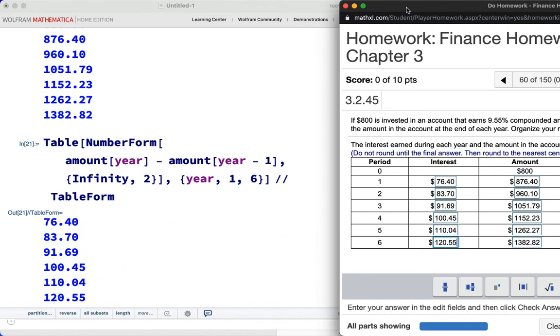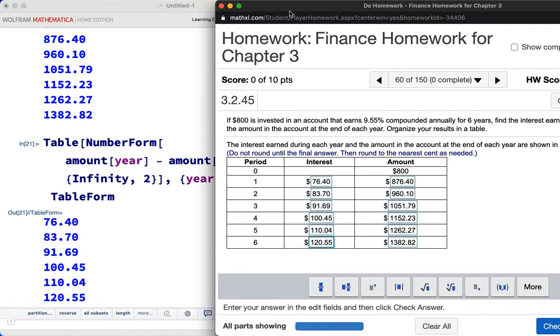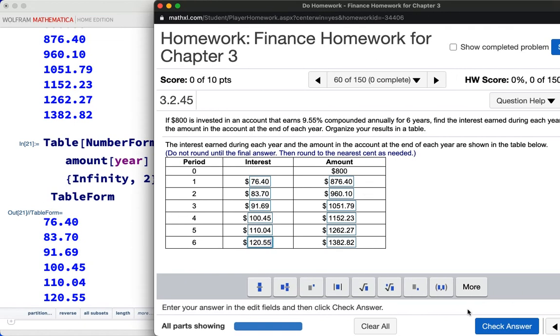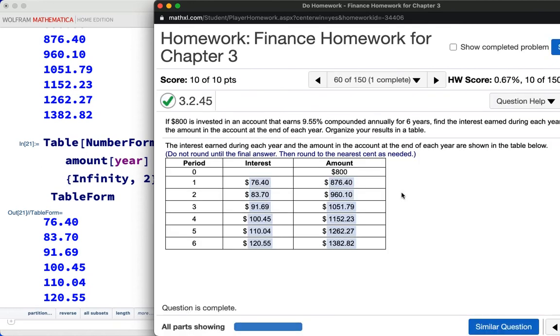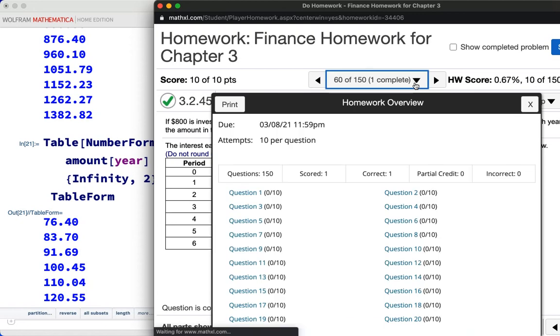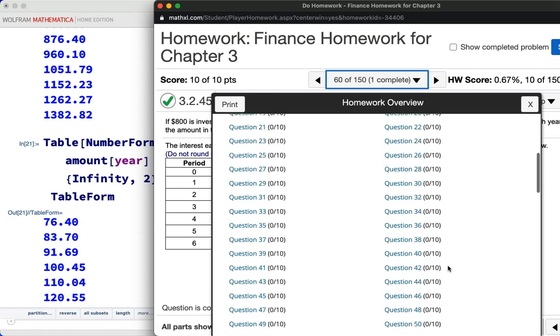So let's see what Pearson has to say. Okay, so that looks good. For some of these problems, you're going to be creating a lot of tables, and Mathematica is very good at that. Let's look at problem number 82.